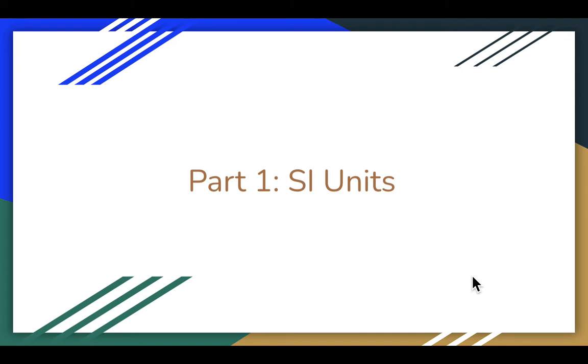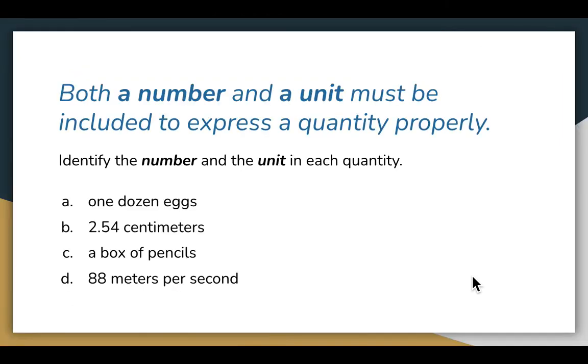We'll start first with talking about what SI units are. Both a number and a unit must be included to express a quantity properly in measurement and chemistry. In each one of these, identify the number and the unit in each quantity. So 1 dozen eggs, 2.54 centimeters, a box of pencils, and 88 meters per second. What is the number and the unit for each of these expressions?